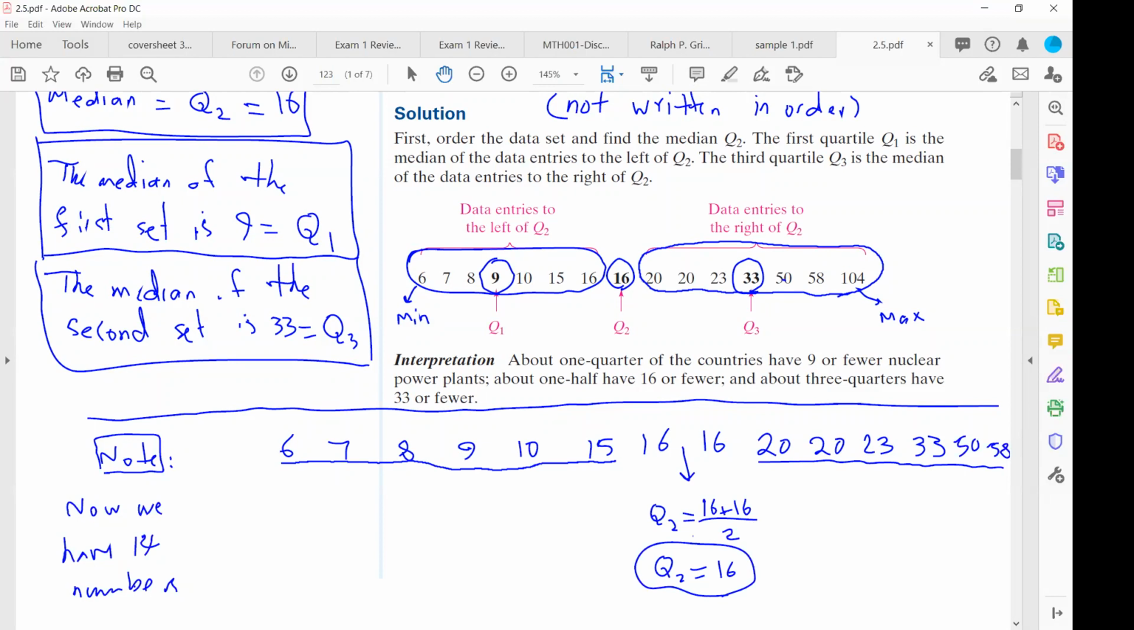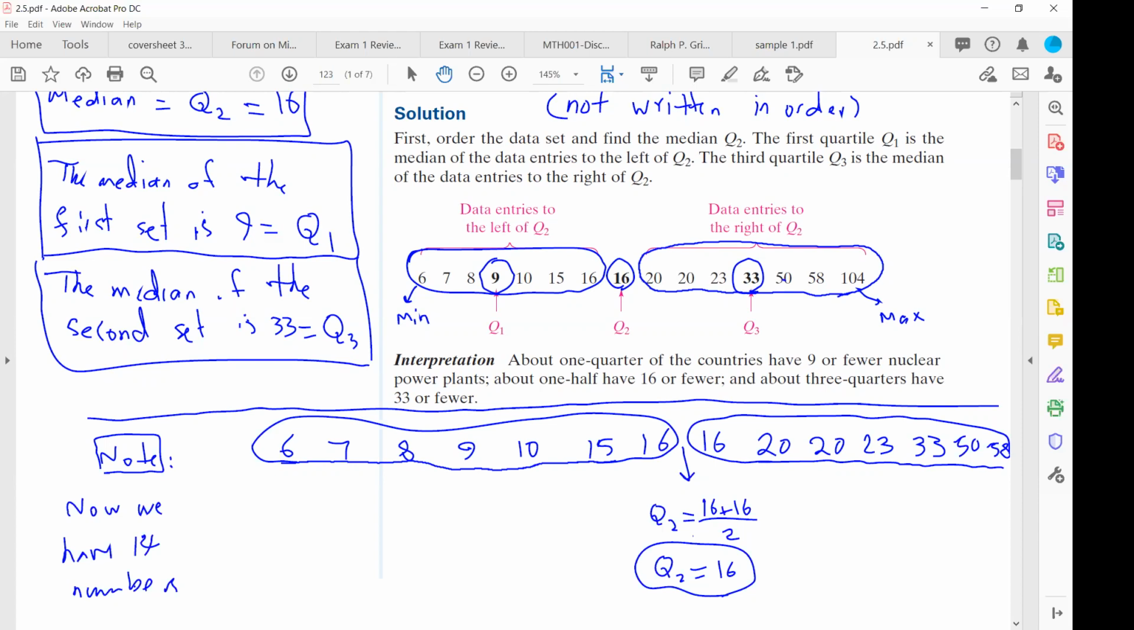Any questions so far? So would both of the 16s be quartile 2? Not both of them, the middle number, which is invisible in this case. The invisible middle number is 16, dividing this set into two collections. First collection on the left, second collection on the right. Now you have to find the median of each of these sets.